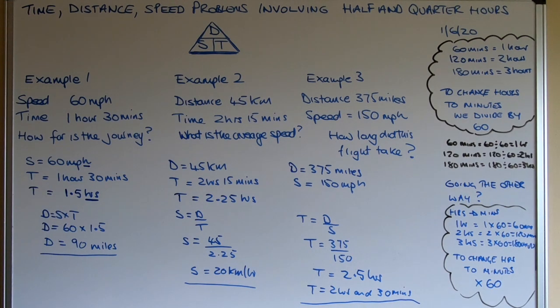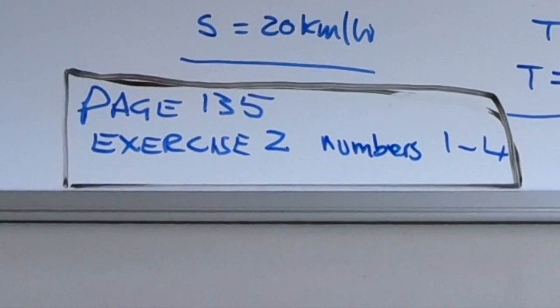Okay, so that's our 3 worked examples. Look over them carefully, make sure you understand what we've done, and I would want you to do exactly the same in the exercise from your textbook. Page 135 in your textbook, exercise 2, numbers 1 to 4. As always, set your working down, check your answers at the back of the book, get in touch if you need any help at all. Really well done.